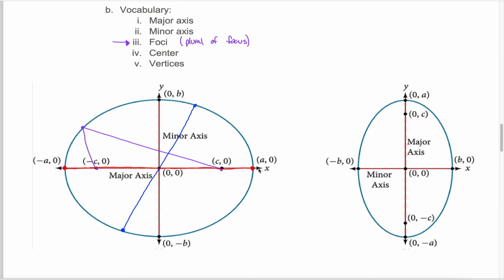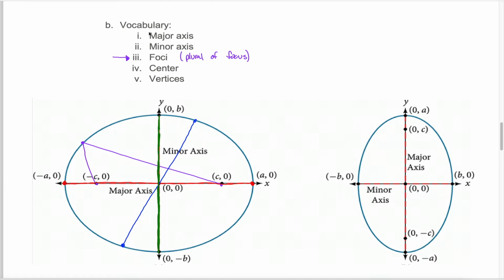In fact, the red line is the longest distance it'll ever take to get from one side of the ellipse to the other. And this line that I'm drawing in green represents the shortest distance it could ever take to get from one side of the ellipse to the other. Those feel like important things, and they are. They're the major and minor axes respectively. So the minor axis is what's pictured in green here, and it's just the shortest distance to get from one side of the ellipse to the other. And the major axis is what's pictured in red here, and it's the longest distance to get from one side of the ellipse to the other. The foci are the two points that define the ellipse, more on that later.